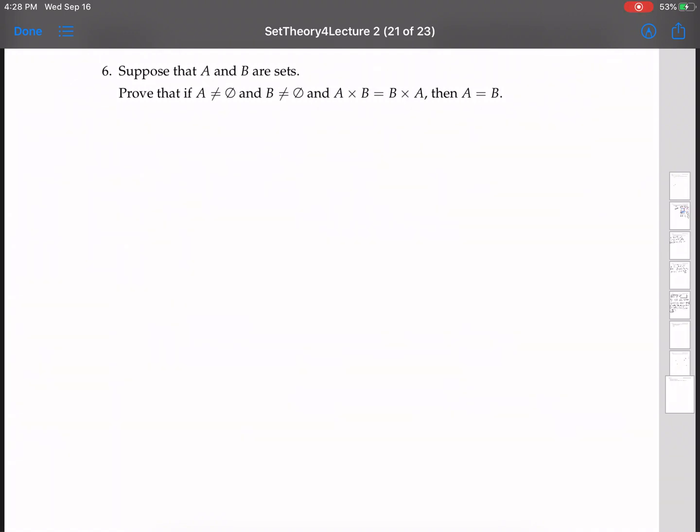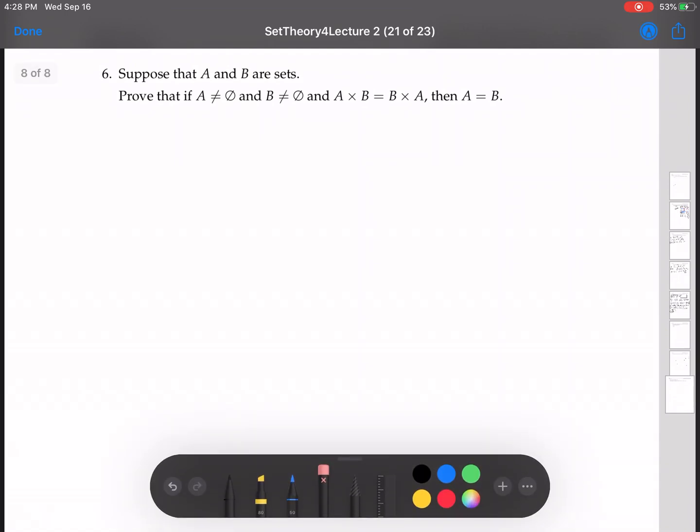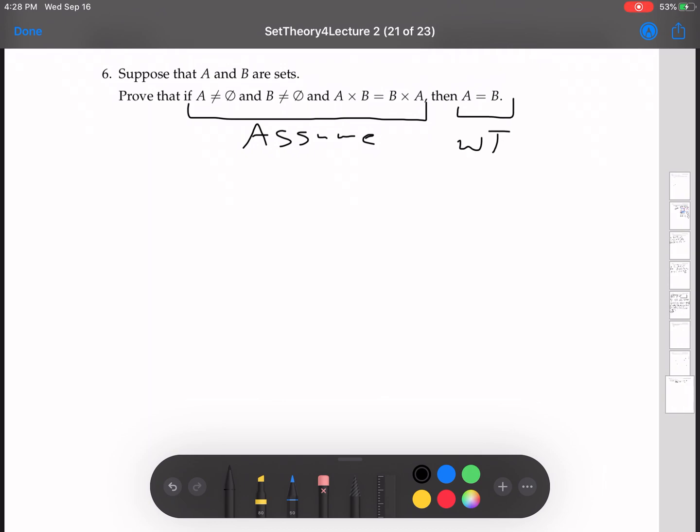In this one, I'm going to prove this statement. All right, so the if part is all of this. This is what we assume. This is what we want to show.